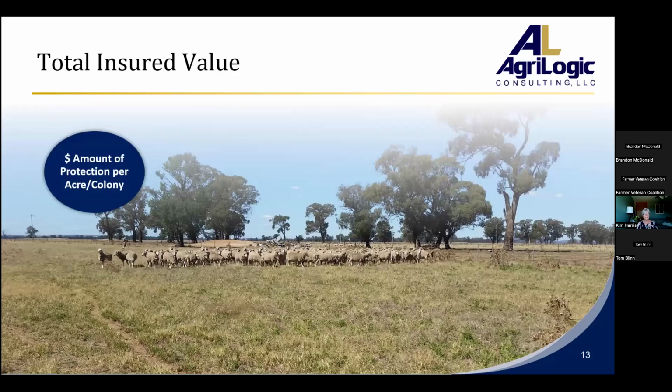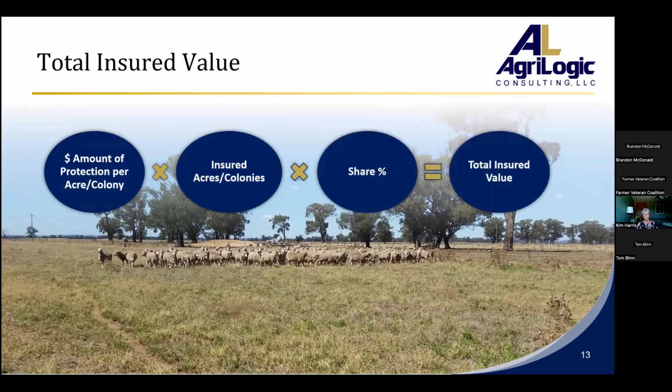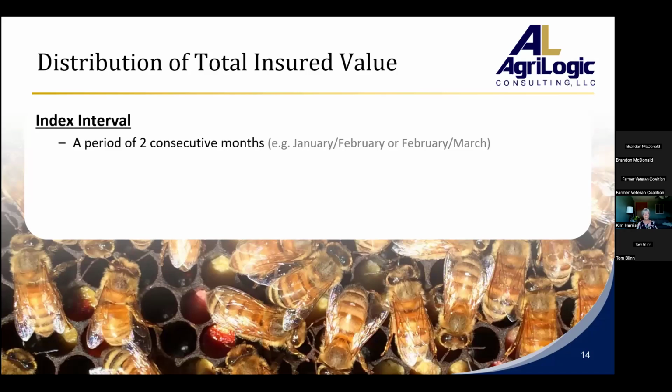Total insured value, so you take that dollar amount per acre or colony, and you take that times the number of insured acres or colonies that you have, times your share of ownership in the commodity to get your total insured value. So you have this total insured value, and you're going to spread that out over the periods of time in the growing season where the rainfall is most critical to your operation. So we mentioned earlier, as far as a time period, that's the index interval. It's a period of 2 consecutive months, so it could be January, February, or February and March. Now, they can't overlap, so you can't select January, February, March, but you could select January, February, March, April.